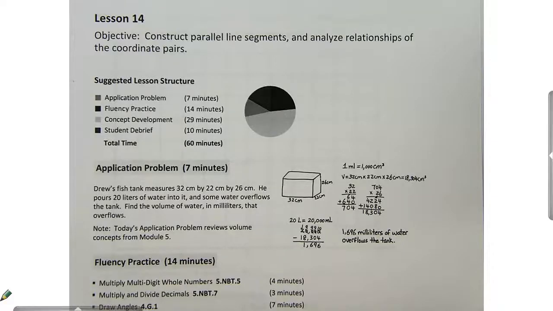Hello, everyone. It's Mr. Kissinger at the Citizenship Academy in Syracuse, New York, and this is 5th grade math, module 6, lesson 14. Today, we're going to construct parallel line segments and analyze relationships of the coordinate pairs.